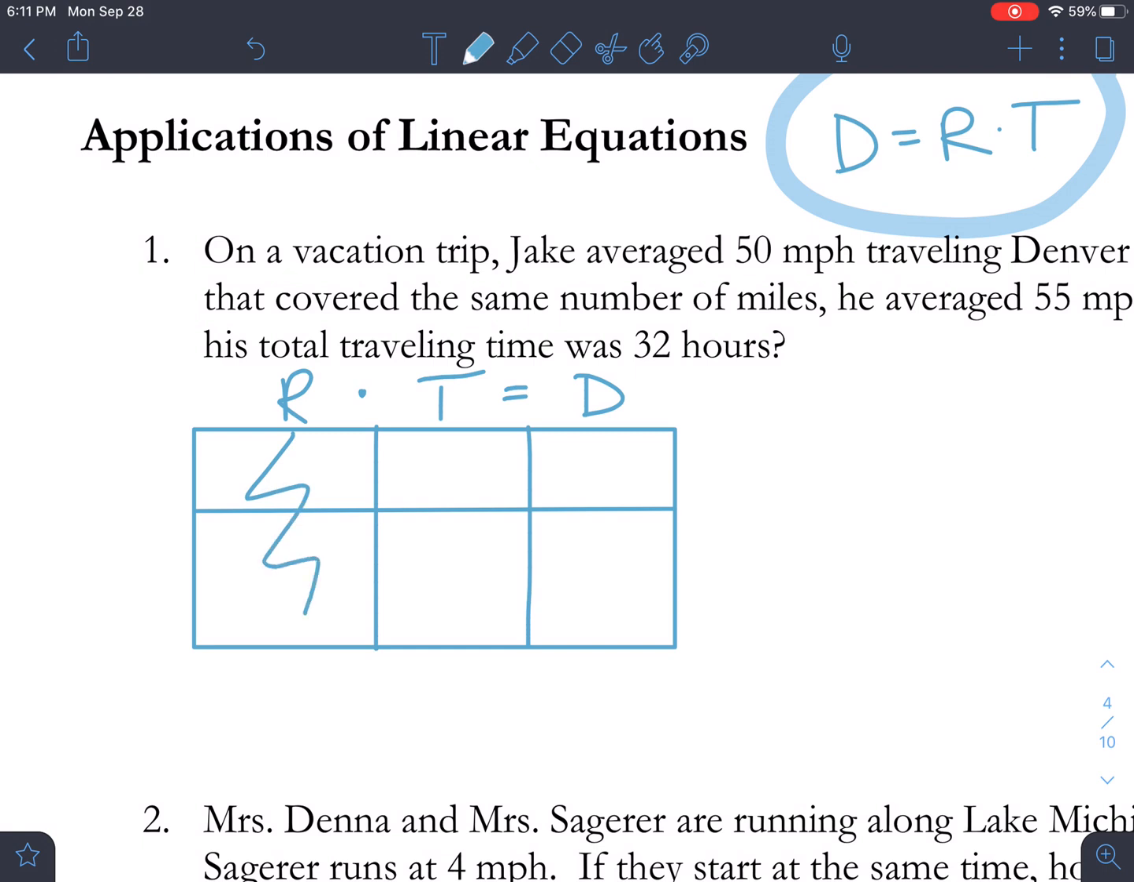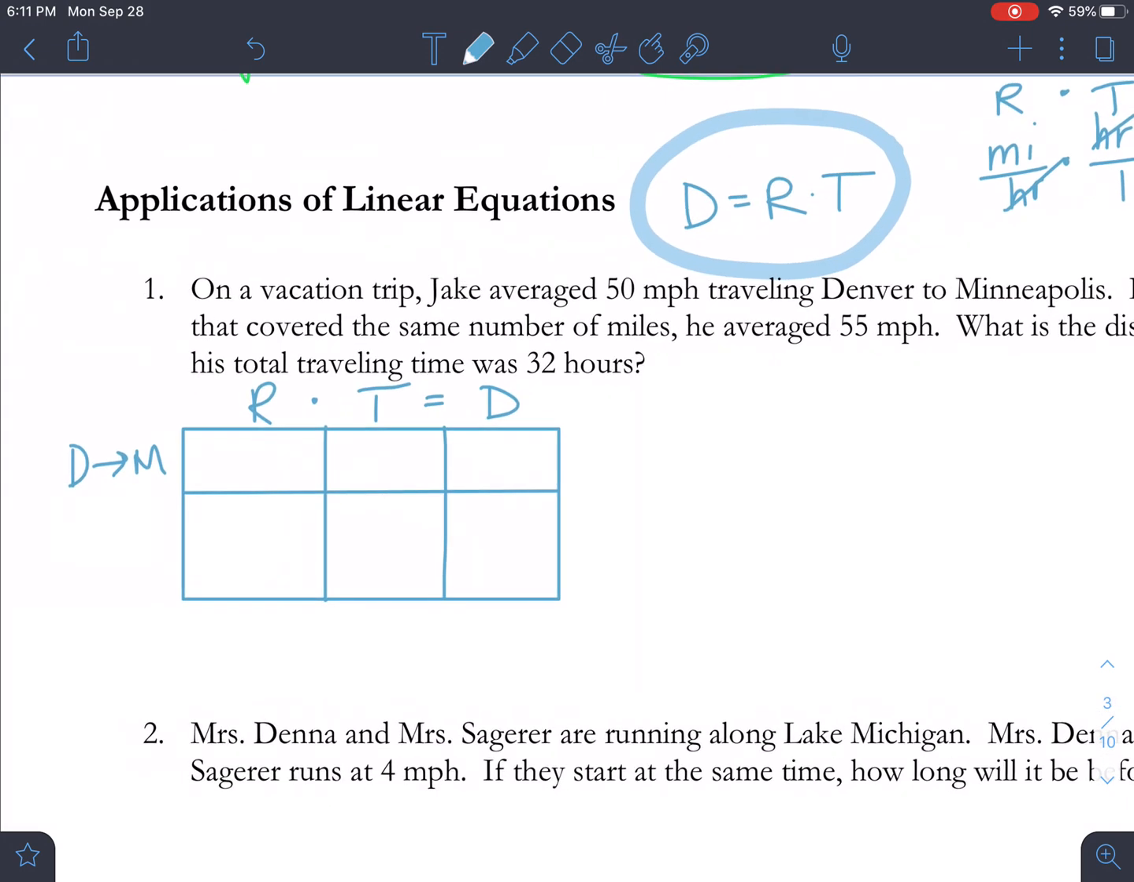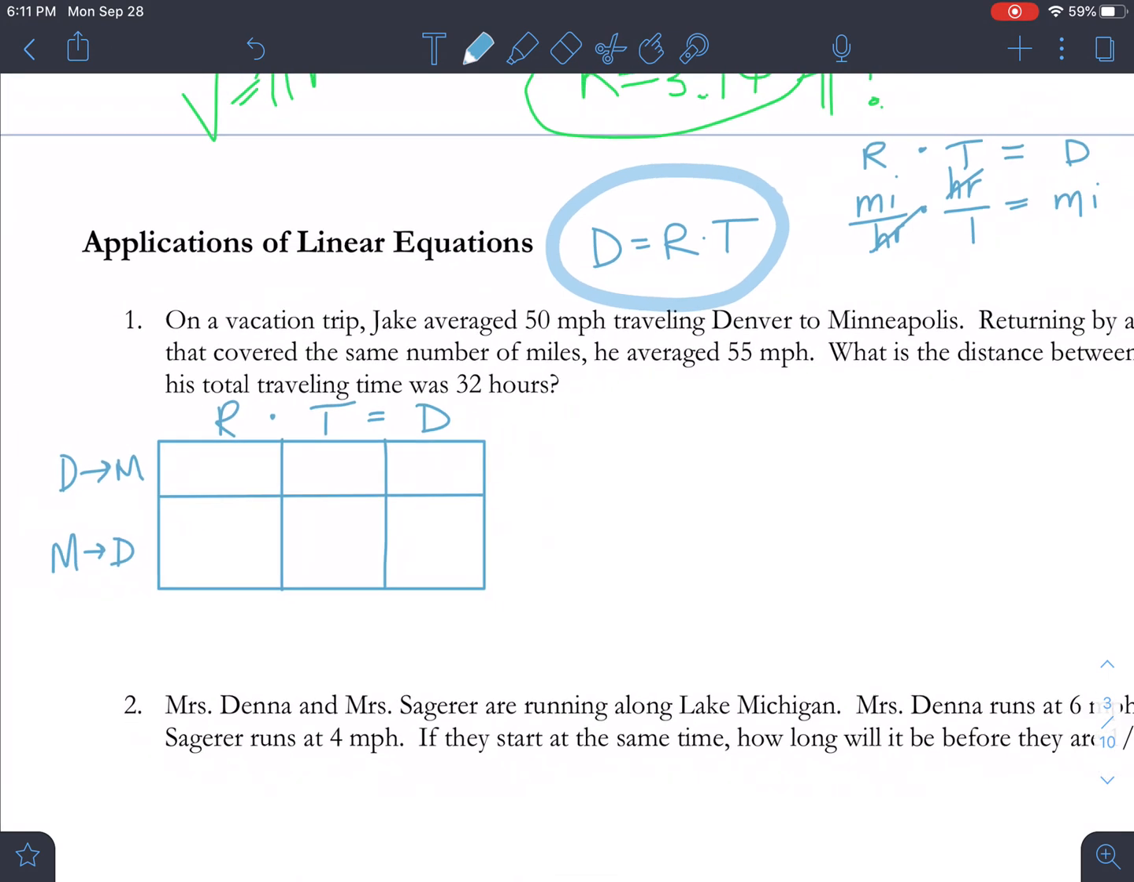Anything that's a rate is going to go in the first column, anything that's a time is going to go in the second column, and the distance is going to go in the third column. Now, we have kind of two routes here. First, he went from Denver to Minneapolis, and then he went from Minneapolis to Denver. So those are my two rows for my table.